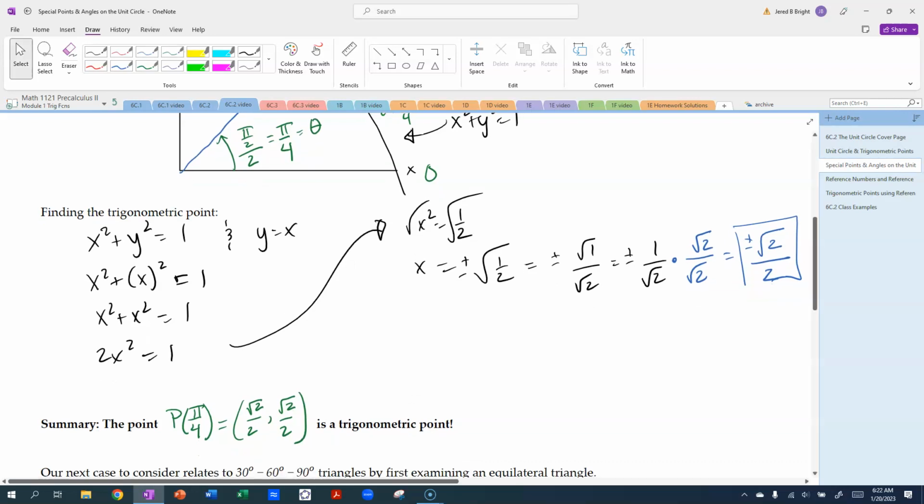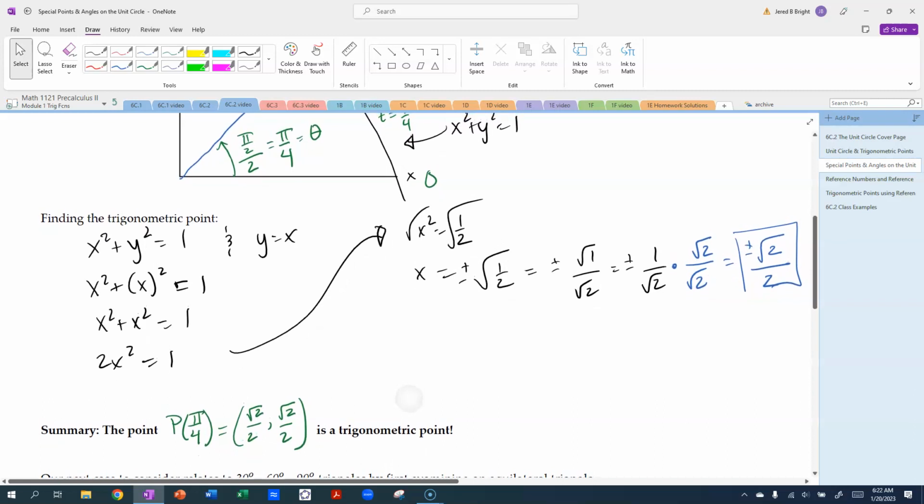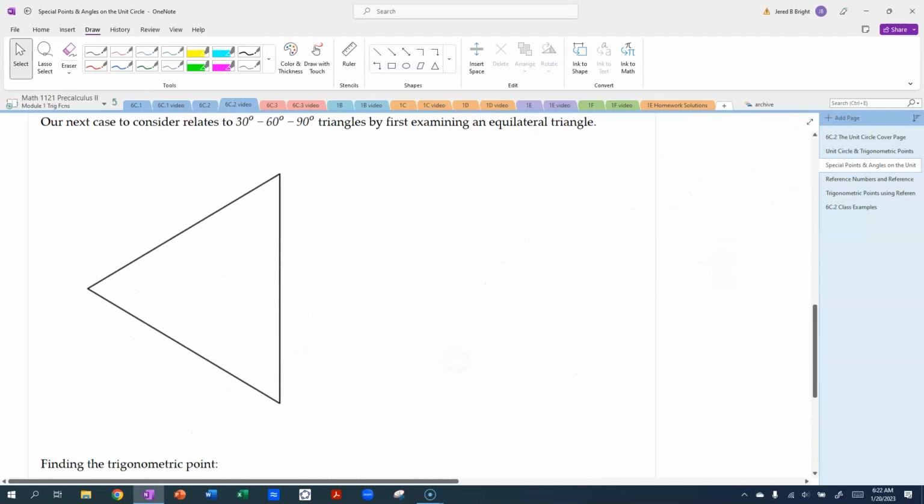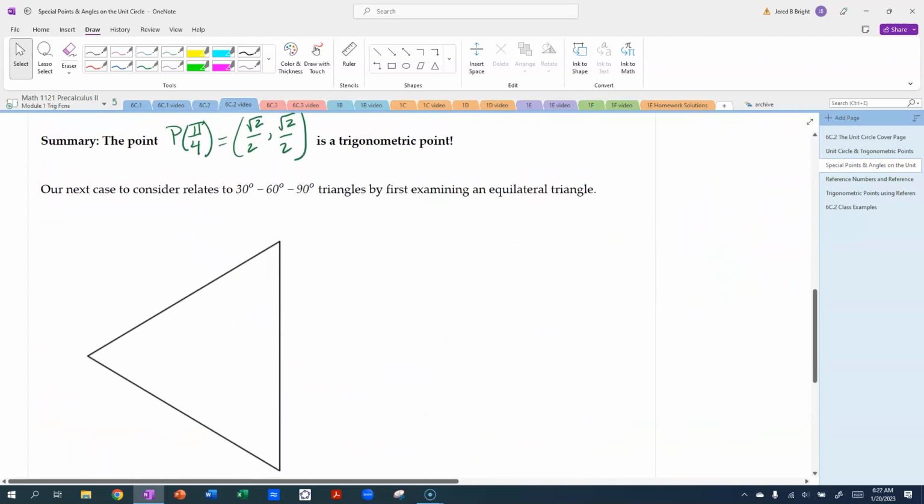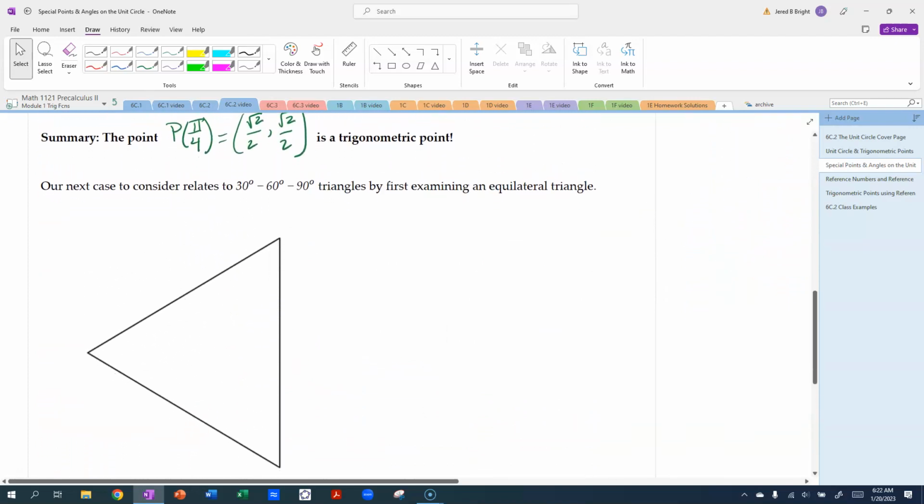Okay, so we have that trigonometric point. In addition to the compass points, we have another one in quadrant 1. All right, the next trigonometric point that we're going to find is related to a 30, 60, 90 triangle. Just bear with me. I want to imagine that this side length is length 1, this side length is length 1, and this side is length 1 since it's an equilateral triangle.